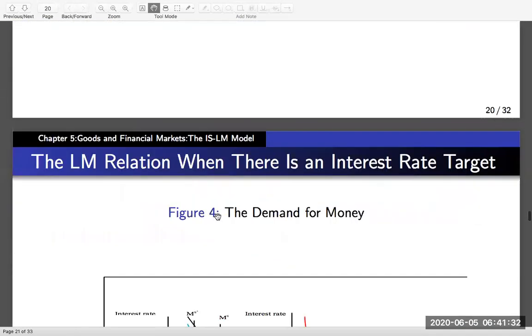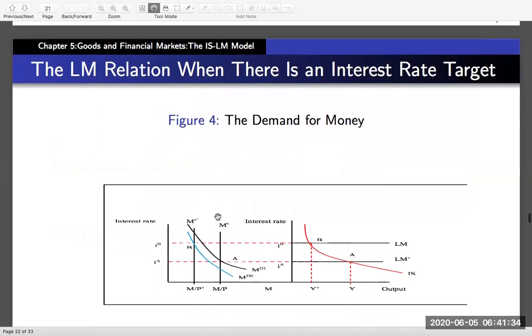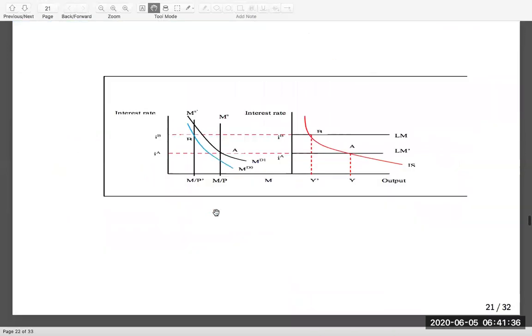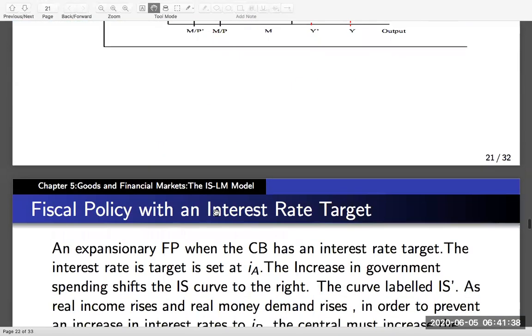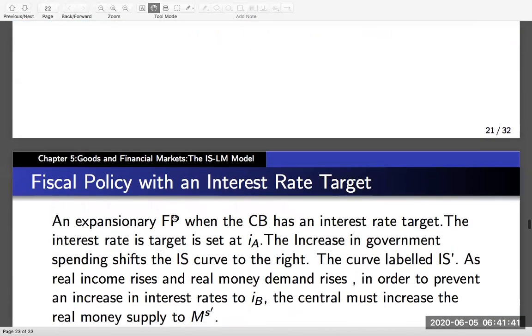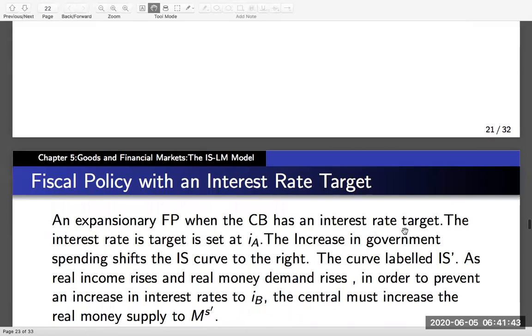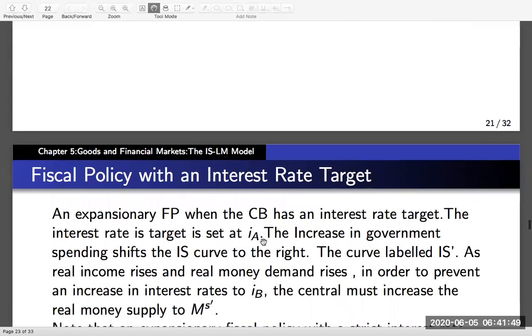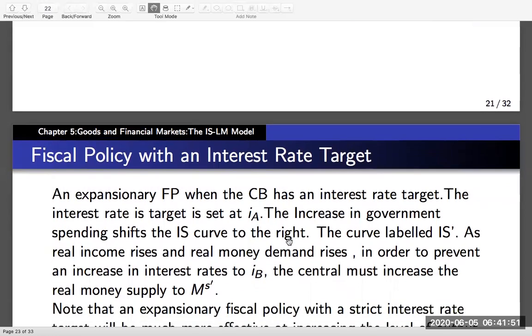Okay, so the LM relation when there is an interest rate target. When you have an interest rate target, what does it mean? Consider an expansionary fiscal policy when the central bank has an interest rate target, set at iA. The increase in government spending shifts the IS curve to the right. As real income rises, real money demand rises.